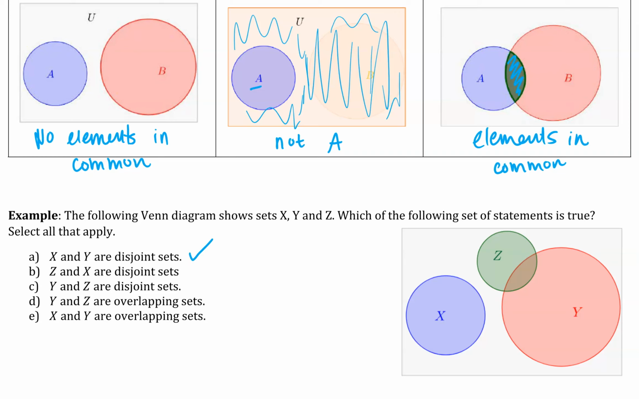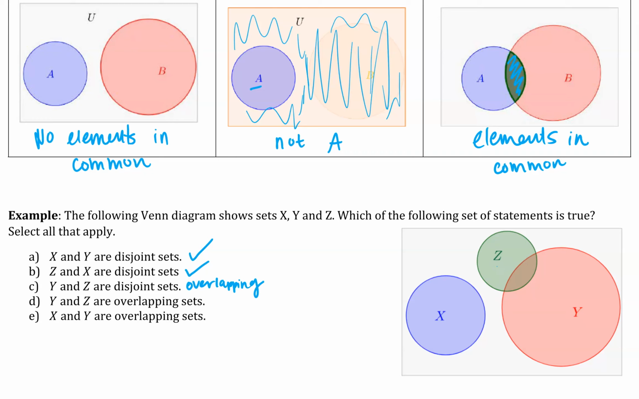Now, is that same thing true for Z and X? Here is Z, and here is X. That's right. They're not touching either. So they're disjoint. They have nothing in common. Okay, let's check the same thing for Y and Z. Here's Y, and here's Z. That is not true. They are actually overlapping. So we're not going to select that one.